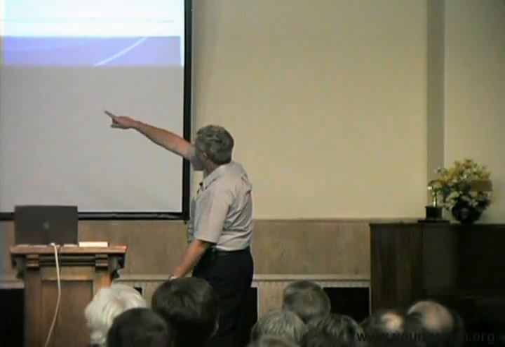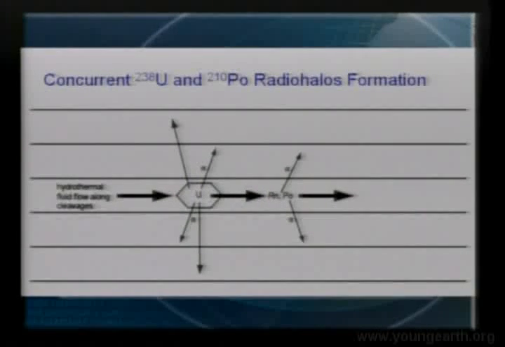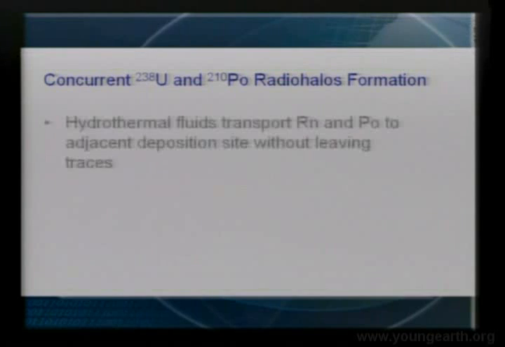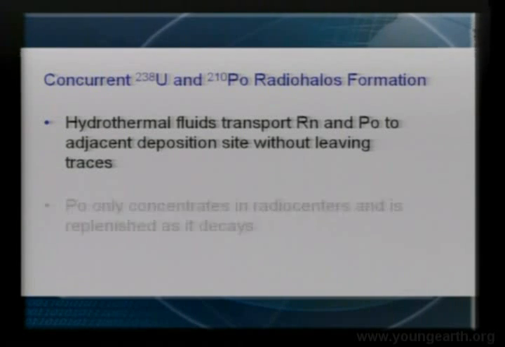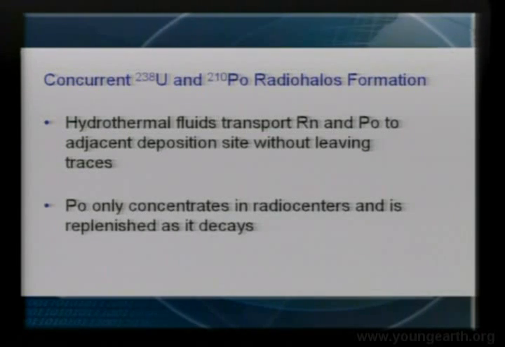So we have the hot water flowing along between the sheets of the biotite, between the pages of the book. It passes the uranium-rich zircon crystal that's producing radon and polonium, and they're dissolved. Okay. The hydrothermal fluids transport the radon and the polonium to adjacent deposition sites without leaving traces, and the polonium concentrates in new pockets called radiocenters, these new areas that form the centers of these halos.